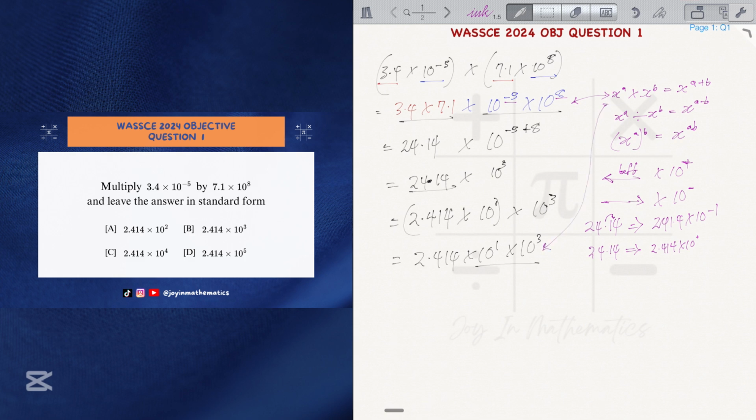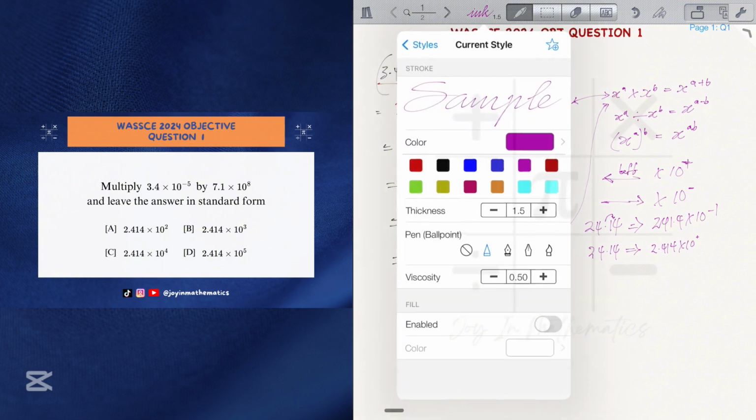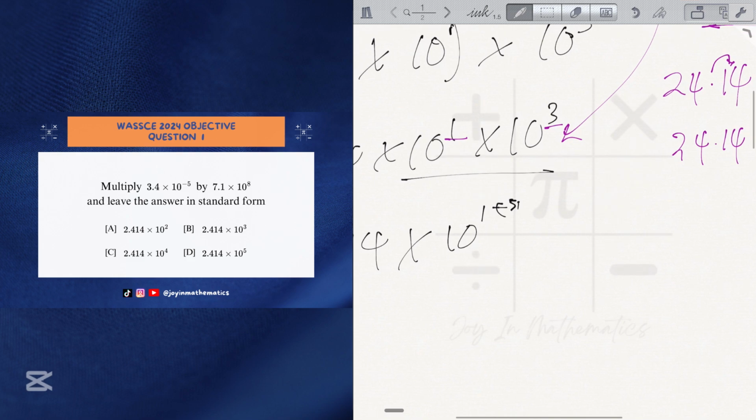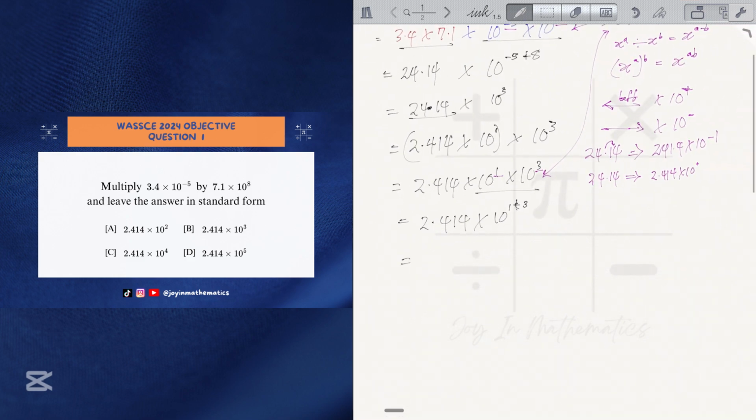So let's apply the law of indices again. We know that this is a and this is b, and we will be adding the powers together. So adding the powers together, we will have 2.414 multiplied by 10 raised to the power 1 plus 3. In view of that, we'll have 2.414 multiplied by 10 raised to the power of 4. And this will give us option number C.